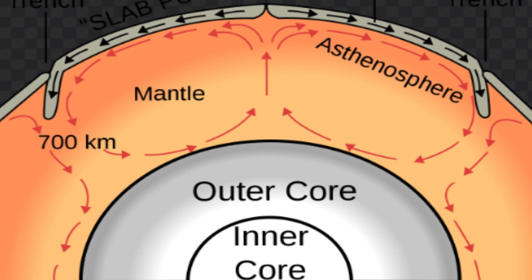First, convection currents is caused by the intense heat from the Earth's core, which heats up the rocks outside it. Okay? The core has two parts, the inner core and outer core.